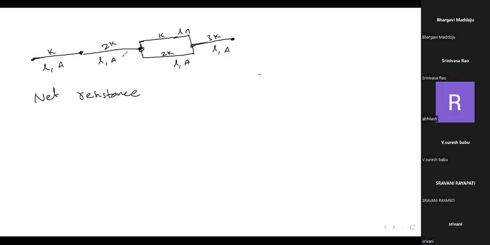Look here. Here, the first two rods are in series. Again, this one and this one are in parallel. Again, this combination is in series with the third rod, like this. Now we can consider the different rods connected like this.